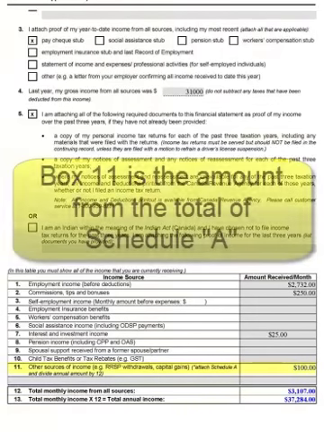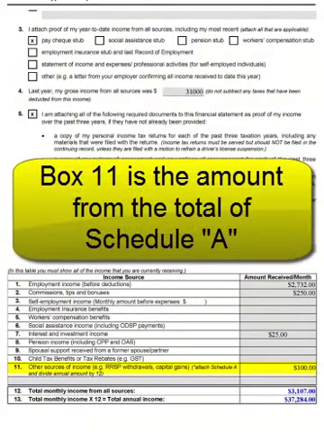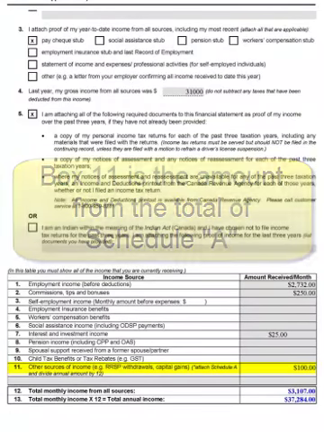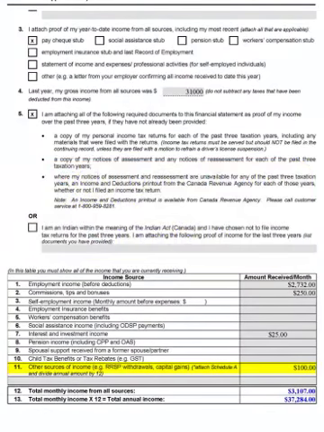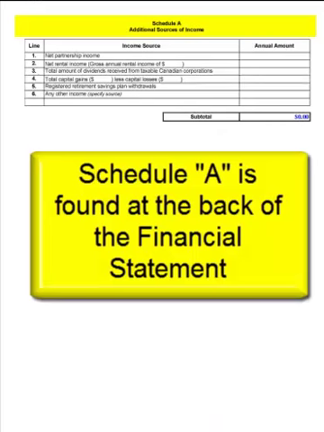Number 11 is the amount from the total of Schedule A, which for some reason is later in the form and is a schedule. It lists the types of income that most people do not generally have, such as partnership and rental income, but also some common income that people have, such as dividend income and capital income. As I said, this total is inserted on line 11 of Part 1. Schedule A is found at the end of the financial statement.